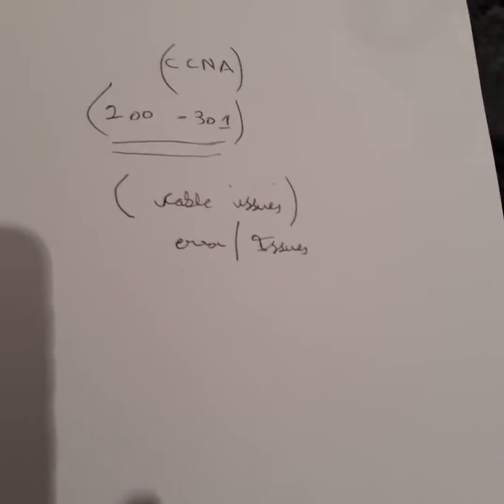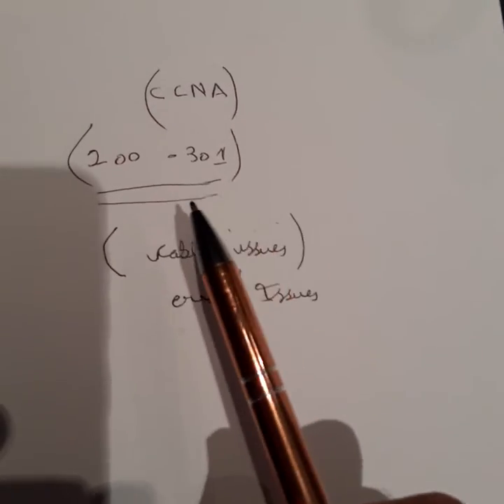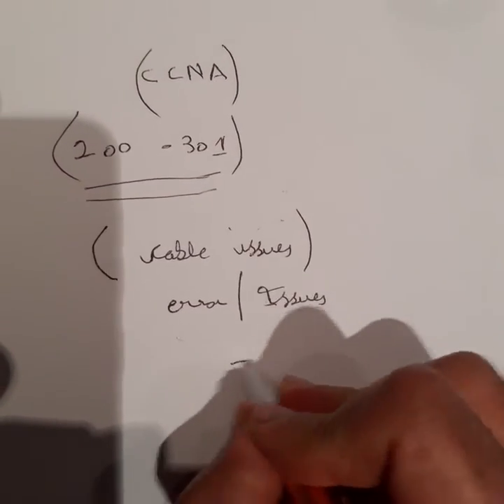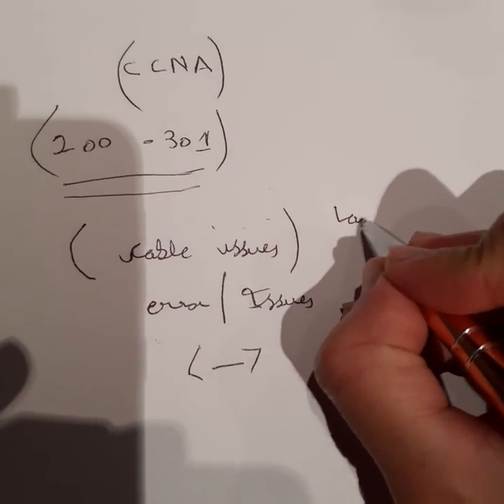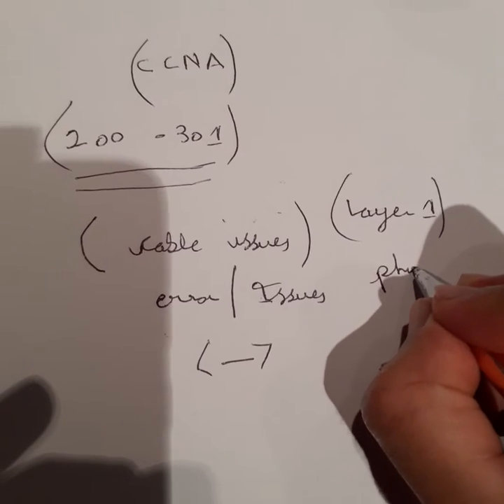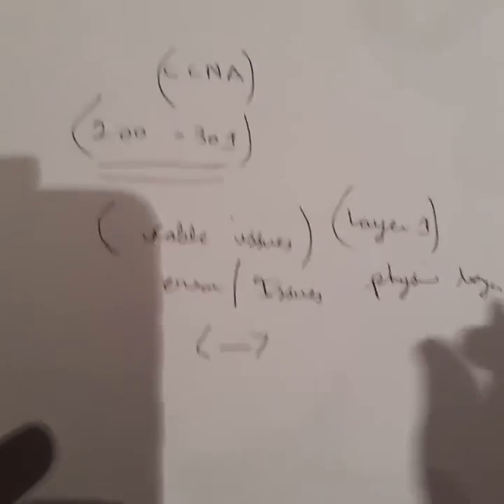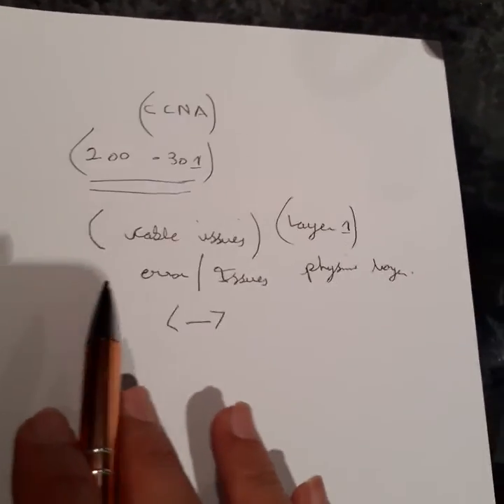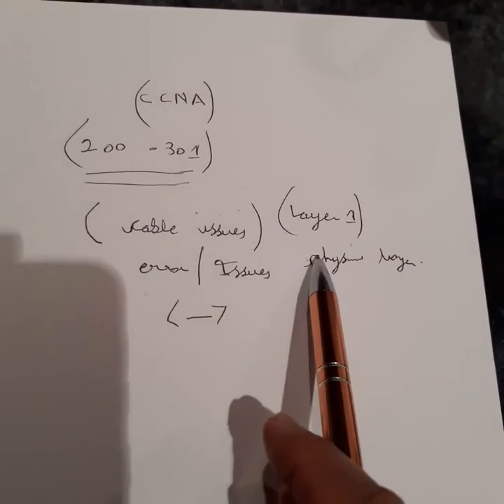So that's one thing. Just to let you know, apart from studying for IPv4 addressing, you need to know about cable issues, errors. When I say cable issues, we are talking about layer 1, and that is our physical layer. So do not mix this up. This is our physical layer, and we need to know about this.